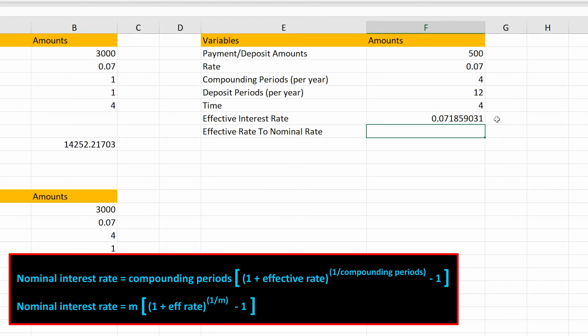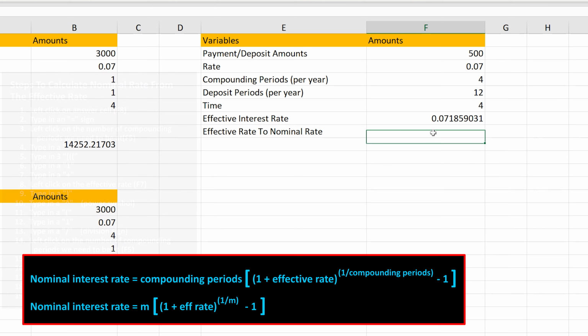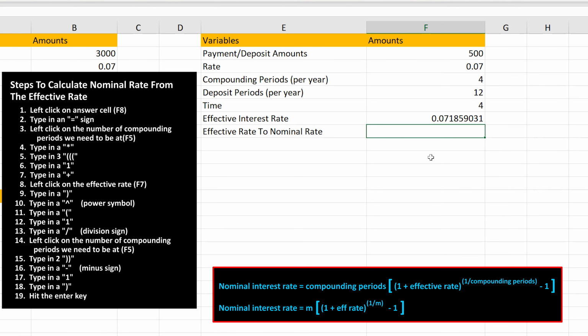Now we need to input the formula for the nominal rate. We're going to enter this formula into cell F8, so left-click on cell F8. Next, we type in an equals sign. Then we need to left-click on the number of compounding periods we need to be at, which is F5, the number of deposit or payment periods, not cell F4. Next, we type in a multiplication sign.